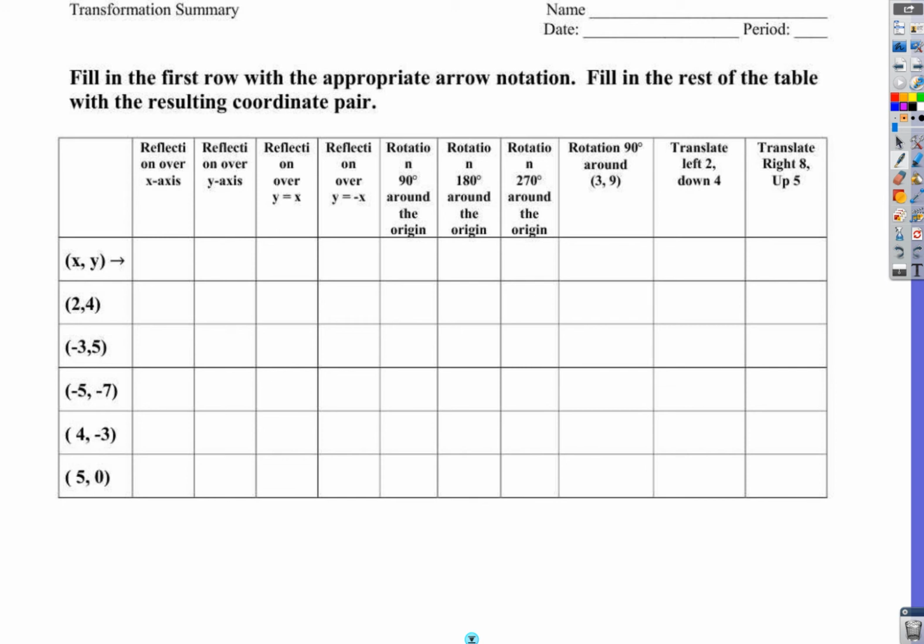So the reason why I like this worksheet, this activity, is because it combines every single transformation, just like a quiz would combine every transformation, and it puts it in one location.